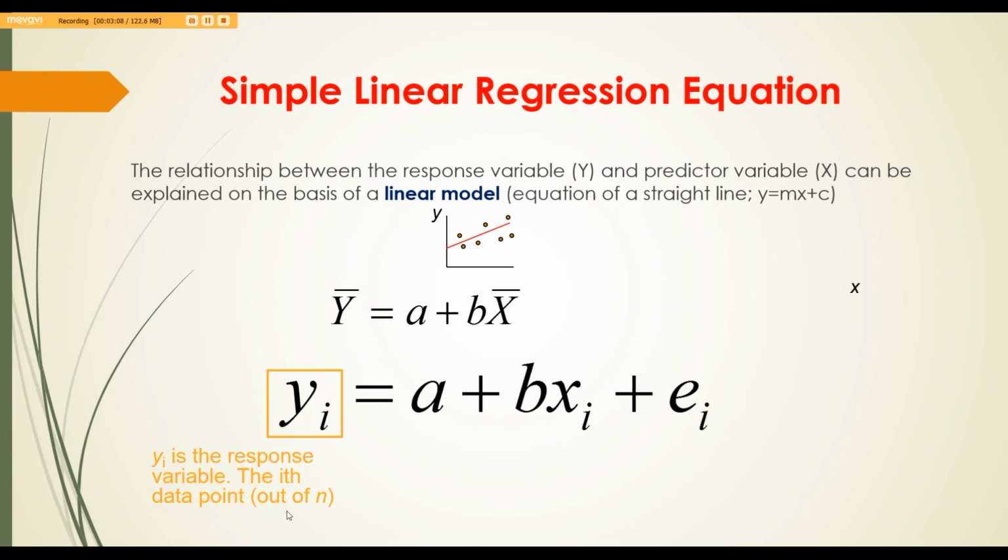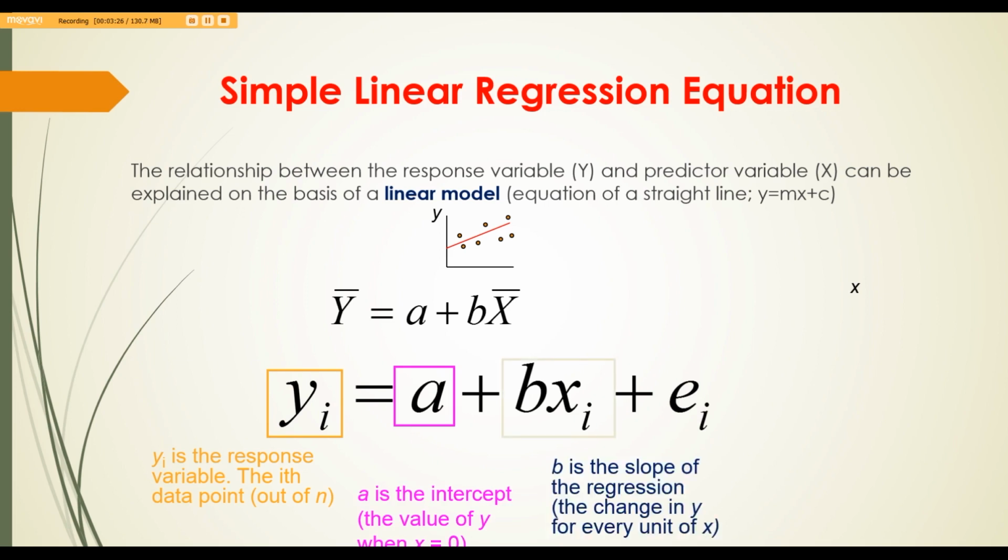yi is the response variable, and it is your ith response variable from your data set. So it can be just any y variable in your data set. A is the intercept, and this is the value of y when x is equal to 0. So this is in a way a baseline condition. B is the slope of regression, and this is very important, and this represents the change in y for every unit of x.